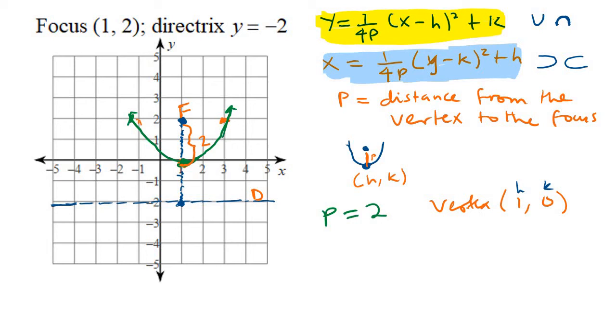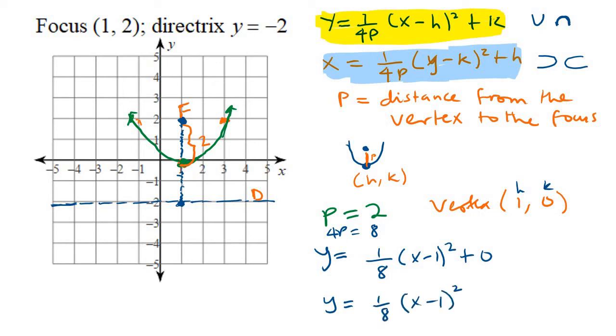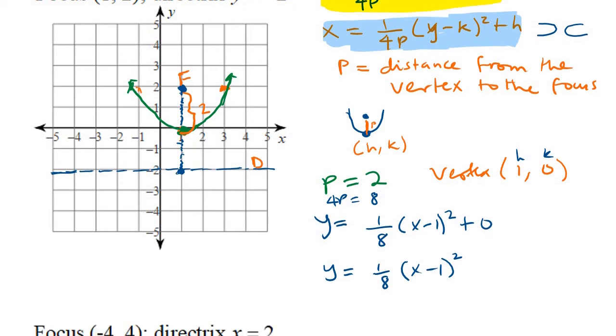So now we can use the first formula highlighted in yellow to write the equation, starting with y equals. If p is 2, then 4p is 4 times 2, so 4p is 8. So y equals 1 over 8. We don't need the leading negative coefficient because it's facing up. Then we do (x minus h), (x minus 1) squared, and then plus 0, which we don't need to write. So we just write y equals 1/8 (x minus 1) squared. Okay, that's example 1.